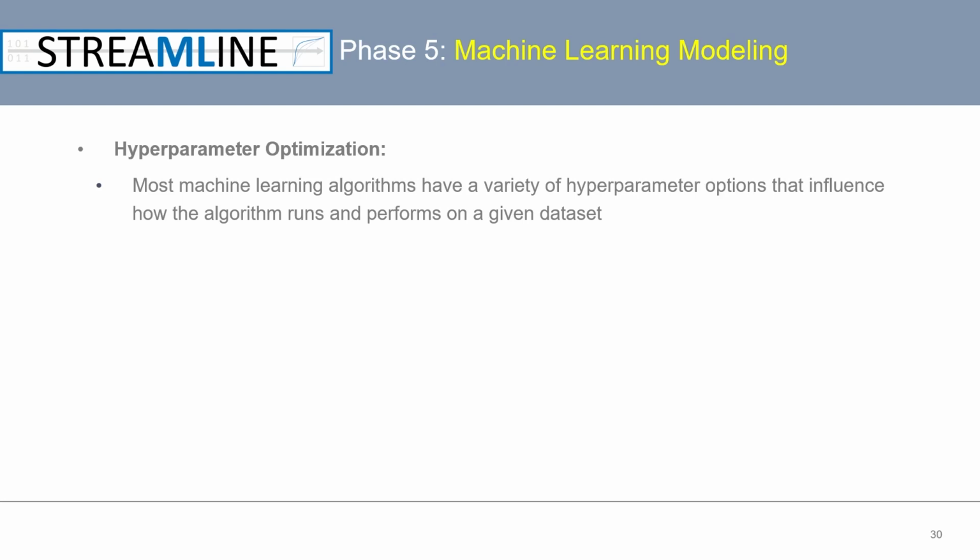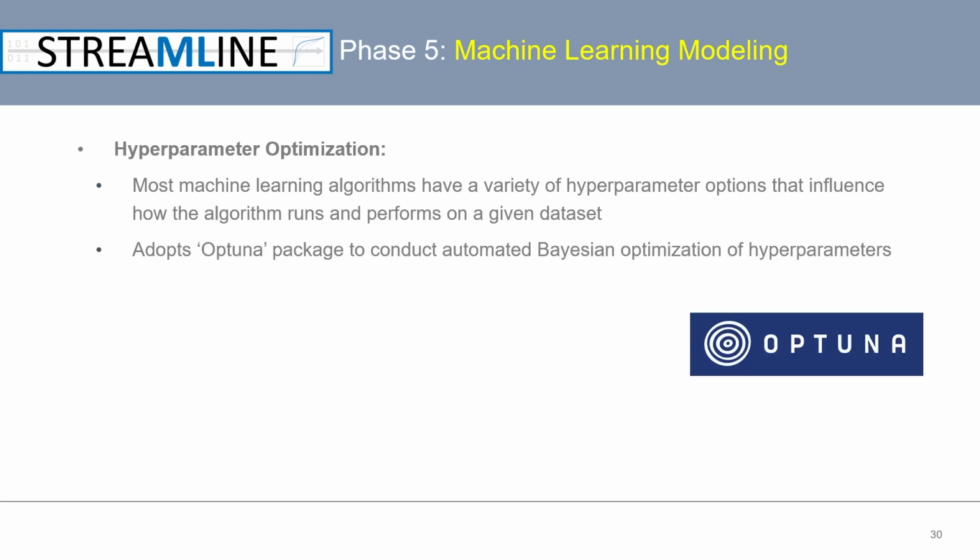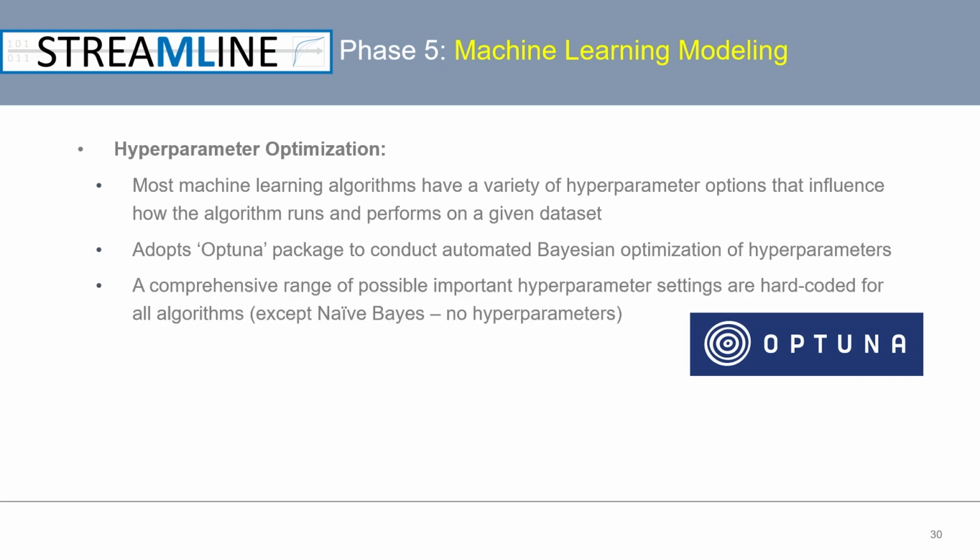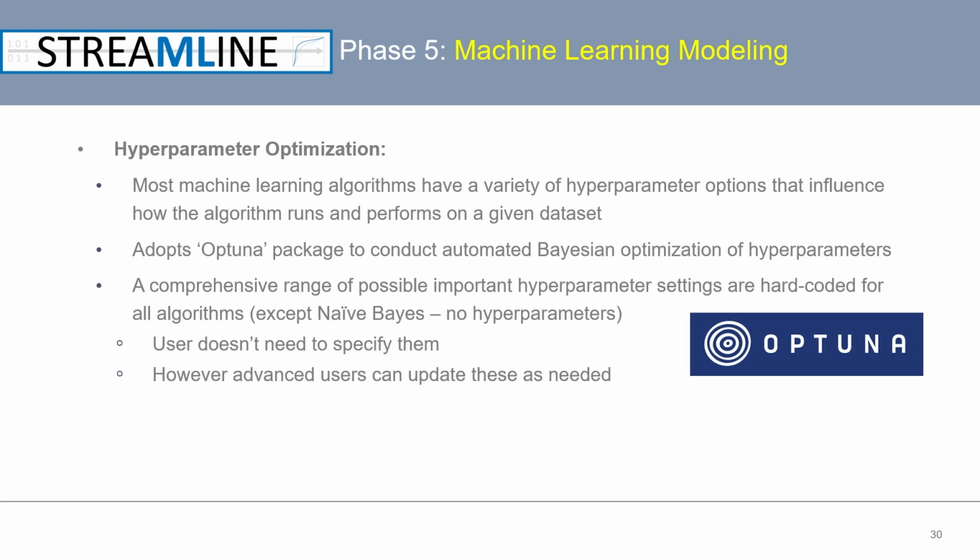Most machine learning algorithms have a variety of hyperparameter options that influence how the algorithm runs and performs on a given dataset. STREAMLINE adopts the Optuna package to conduct an automated Bayesian optimization of hyperparameters. We've set up STREAMLINE with a comprehensive range of possible important hyperparameter settings that have been hard-coded for all algorithms. An exception to this is naive Bayes, which does not have any hyperparameter options. The benefit to having these hard-coded is that users don't need to specify hyperparameter options or ranges. However, advanced users can certainly update these values within the code before running STREAMLINE.